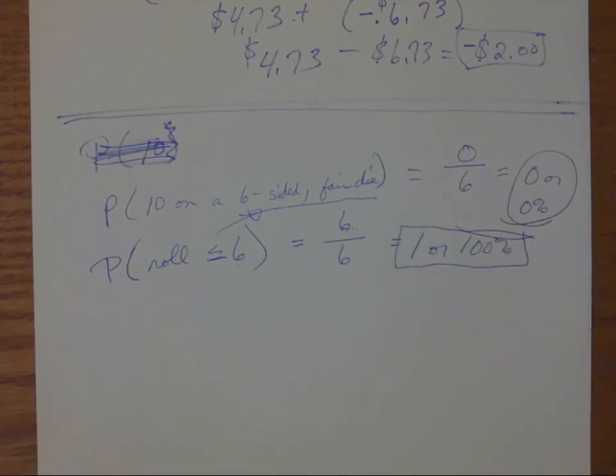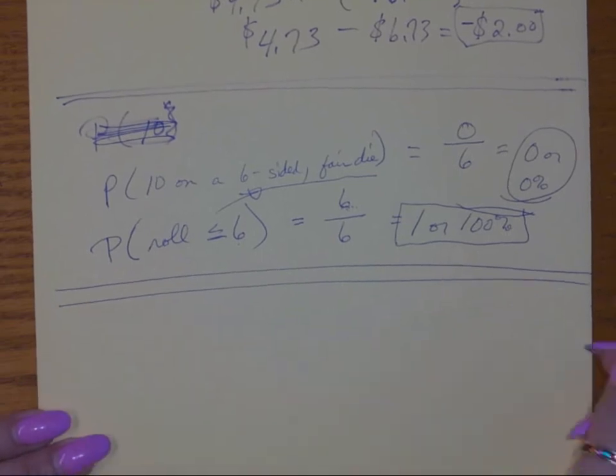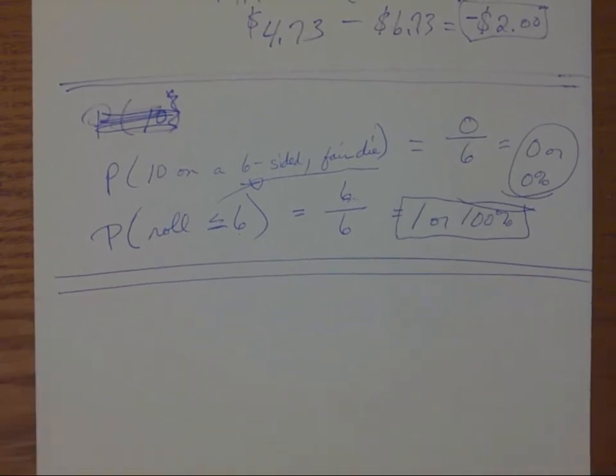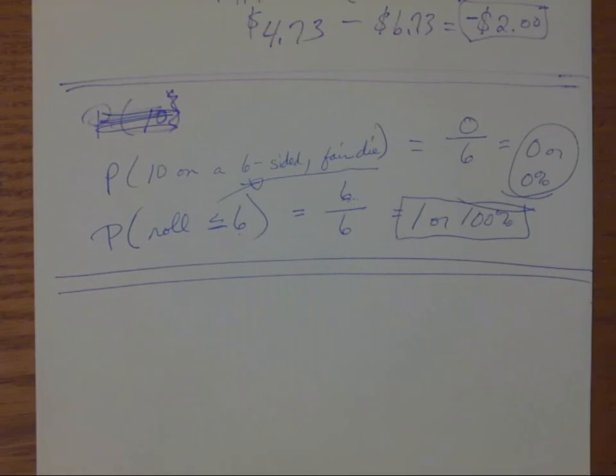Okay, so make sure you know if the thing that I'm asking you about is absolutely impossible, there's a 0% chance, right? So the probability is going to be 0. But if it's guaranteed to happen, like this one, it must be a 6 or less, then the probability of that one is 1. Okay, always going to happen. So never versus always. So make sure you know the difference in those.